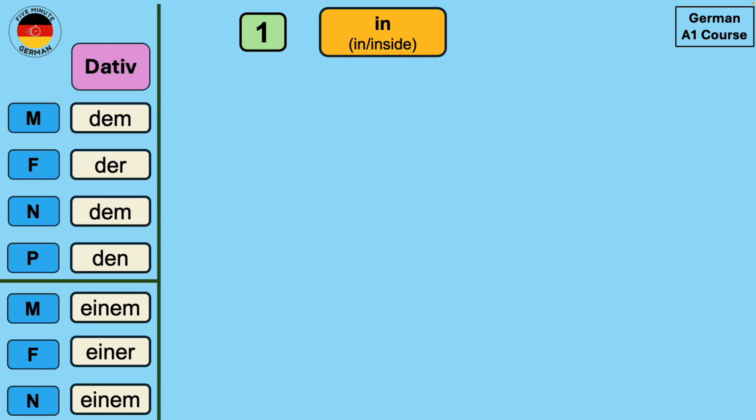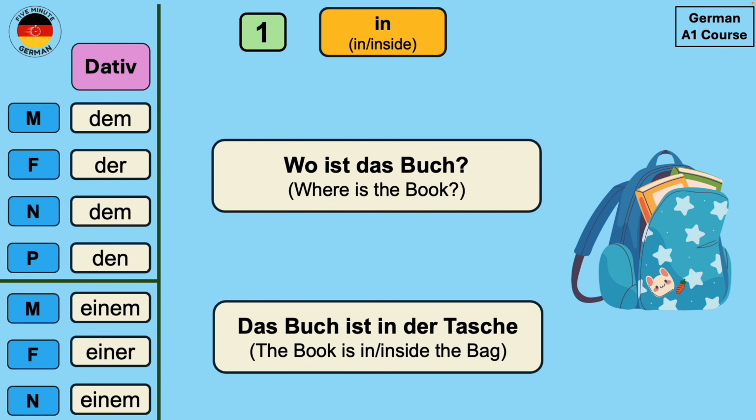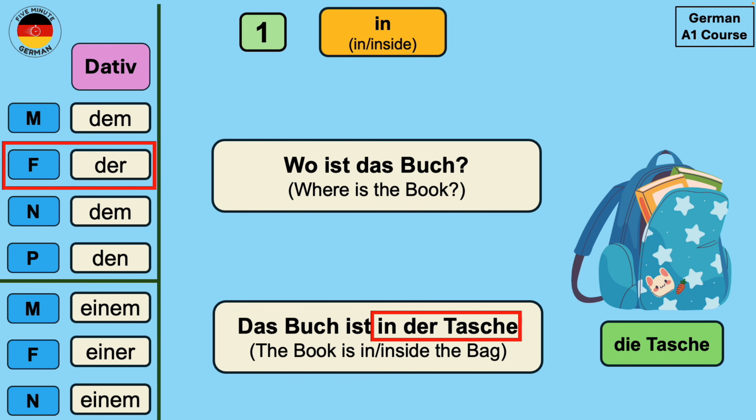Let's take another example. Wo ist das Buch? Where is the book? And because the book is inside the bag, we can say das Buch ist in der Tasche. The book is in or inside the bag. And because Tasche is die Tasche, that's why we say in der Tasche.